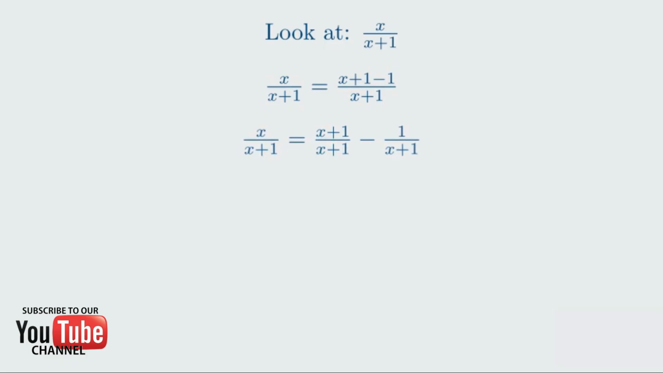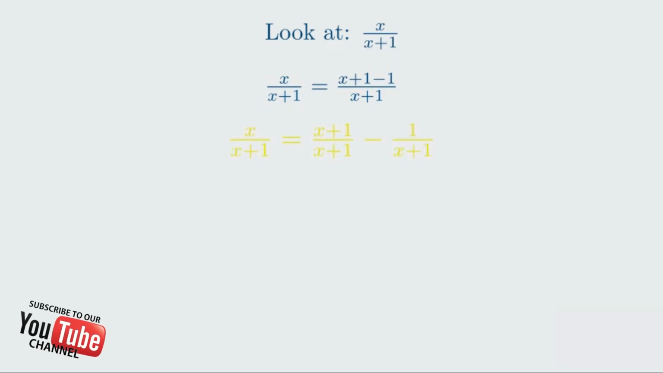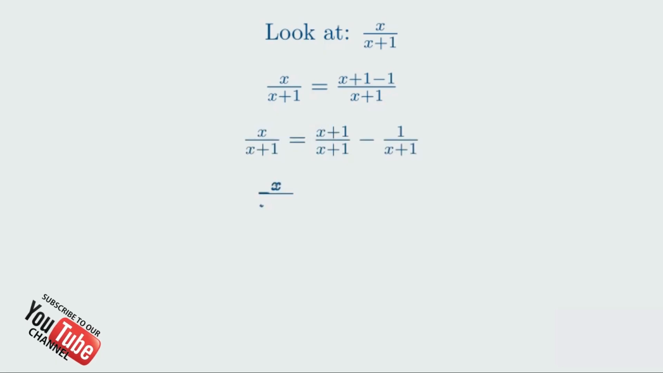The first term simplifies nicely. As long as x is not -1, x plus 1 over x plus 1 is just 1. So we found a new way to write our term. x over x plus 1 is equal to 1 minus 1 over x plus 1. This is a very important connection.